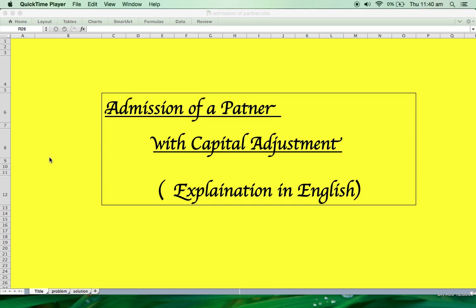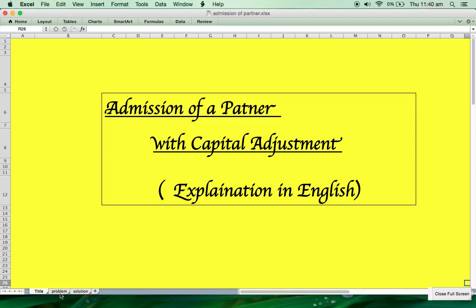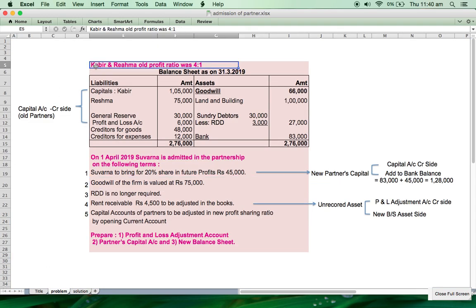In this problem, we are going to see admission of a partner with capital adjustment. Let's see the problem first. Kabir and Reshma are partners sharing profits and losses in the ratio 4:1. On 1st April, Suvarna is admitted in the partnership. This is their old balance sheet.